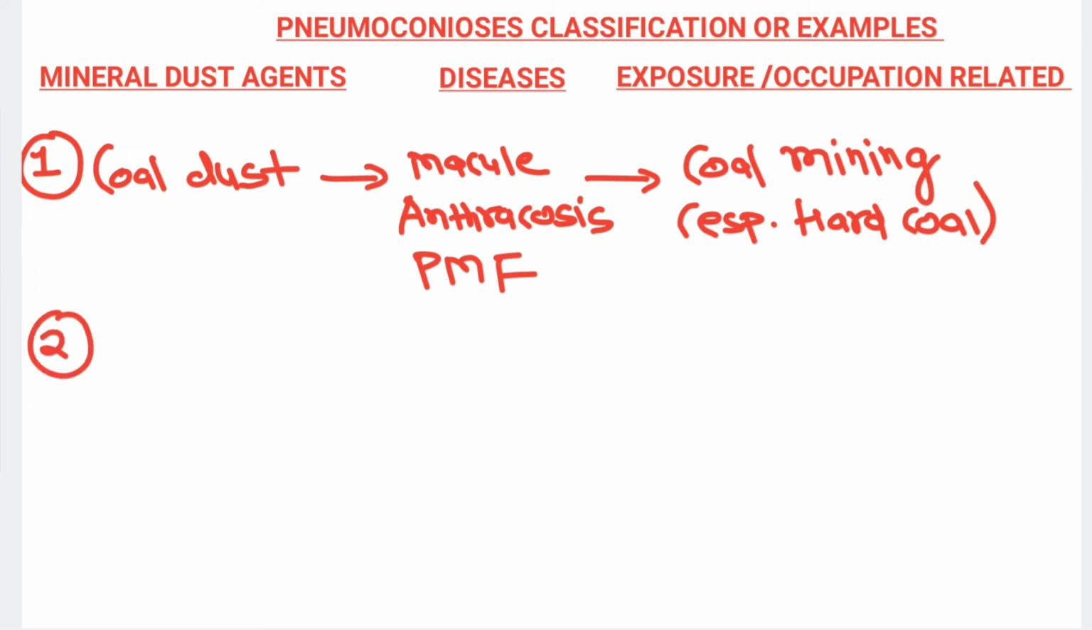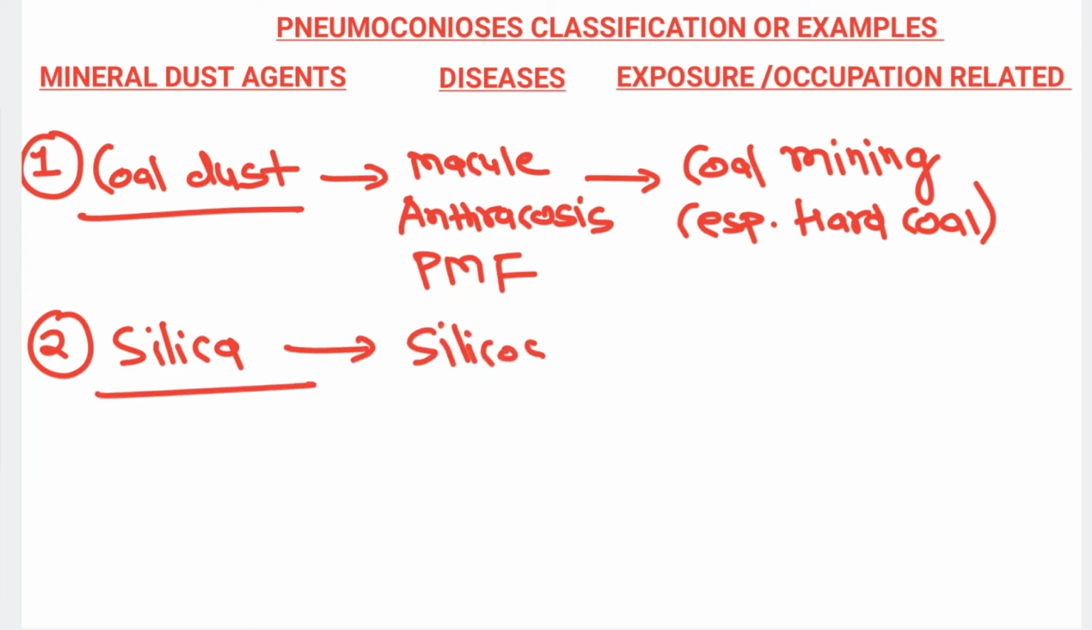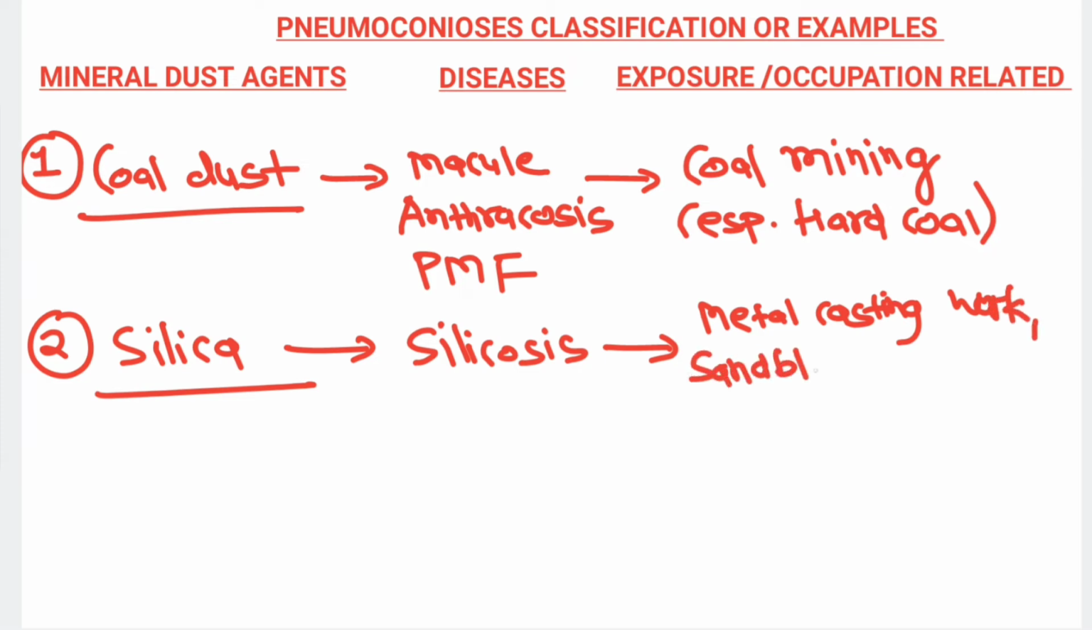All right. The second example is silica, which can lead to development of silicosis. The silica exposure can occur because of metal casting work, sandblasting, hard rock mining, and stone cutting.